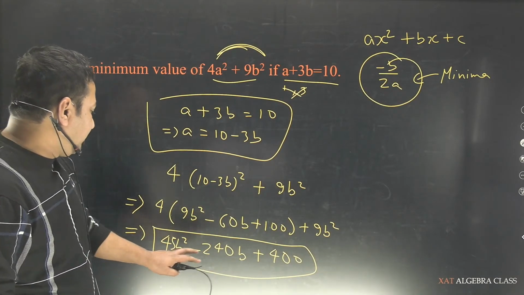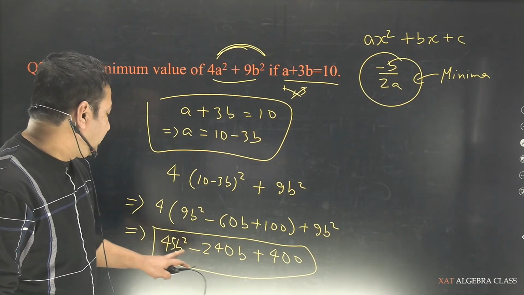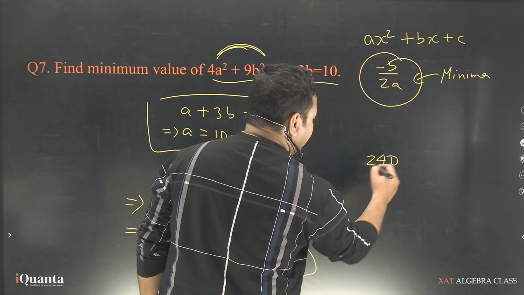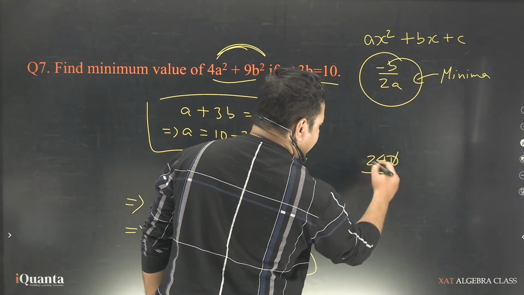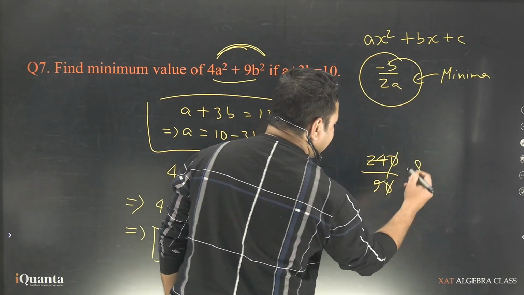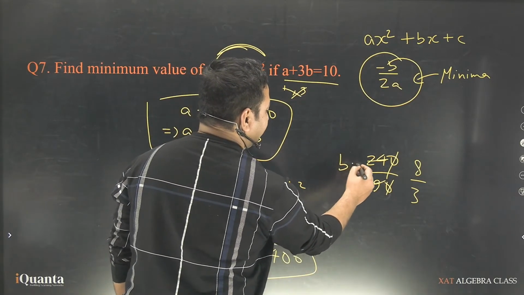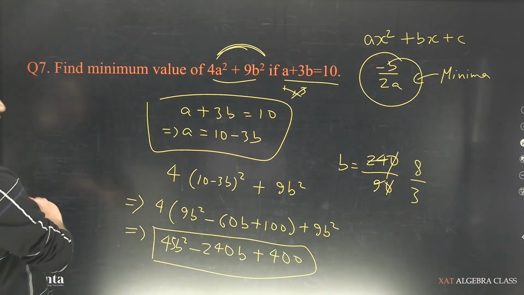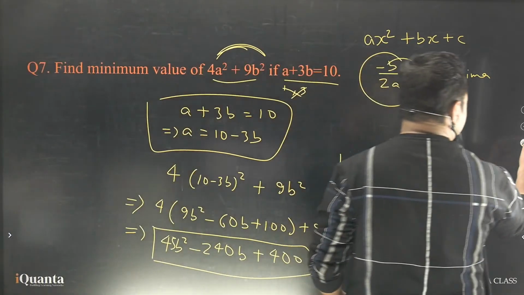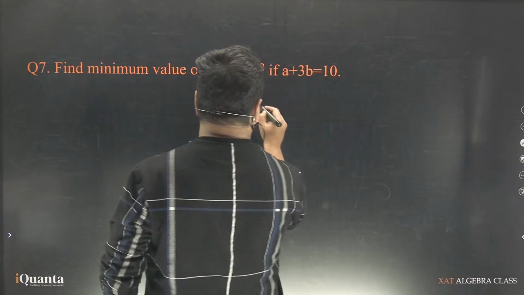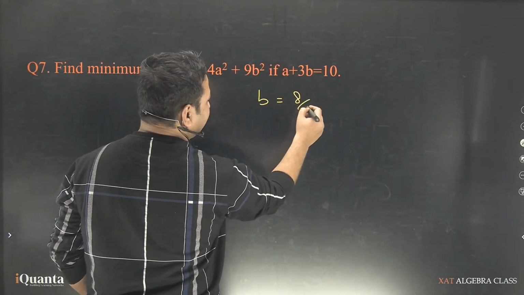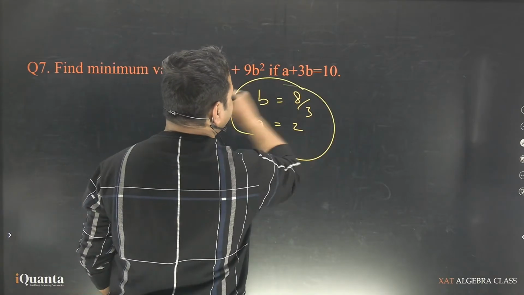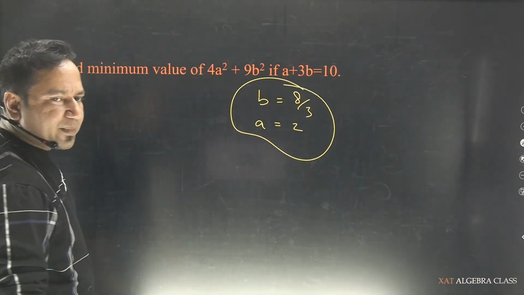So here, b is minus 240, a is 45. So I get 240 upon 90, 3 8s are 24, so 8 upon 3 has to be the value of b here. All right, is that clear? So b has to be equal to 8 by 3. So if b is equal to 8 by 3, the value of a will be equal to 2. These are the values which will be giving the minimum of this expression.